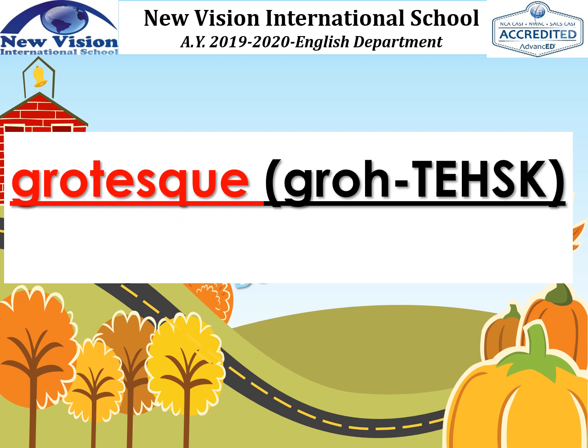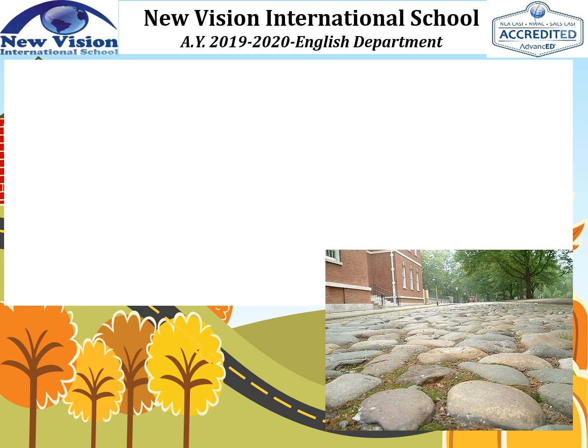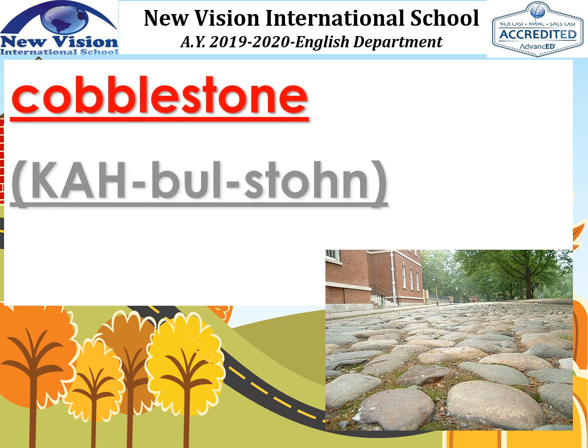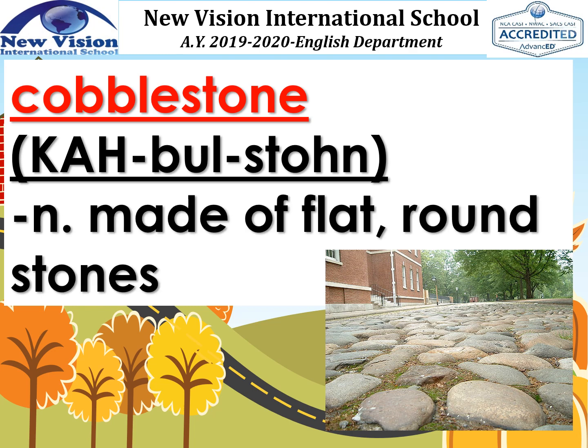Next, say grotesque. Grotesque, it is an adjective when we describe something that is extremely or very ugly. Say grotesque. Next, we have cobblestone. Once more. Okay, it is a noun which means made of flat, round stones. As you can see in the picture, take a look at there. Okay, those are cobblestones.